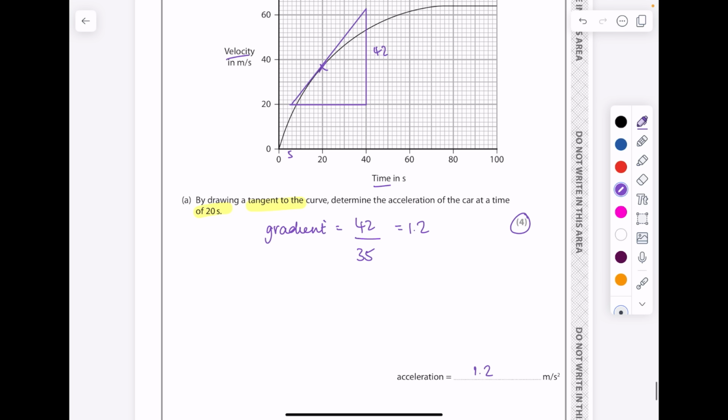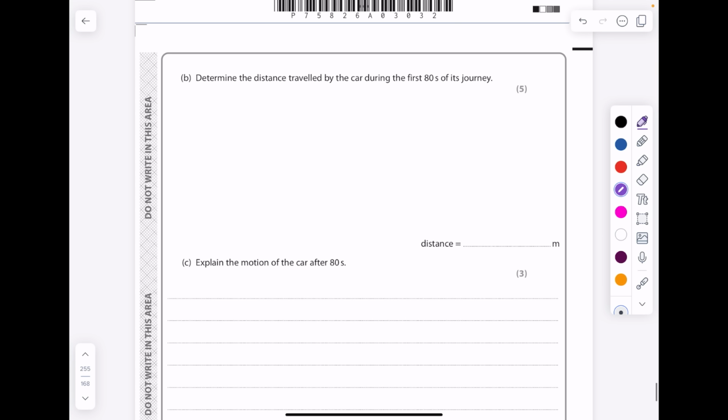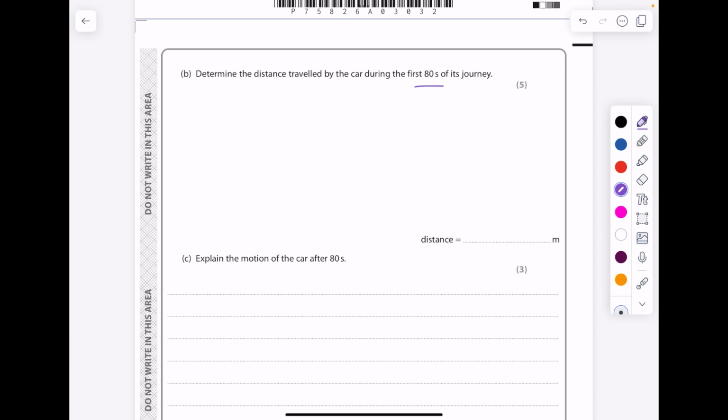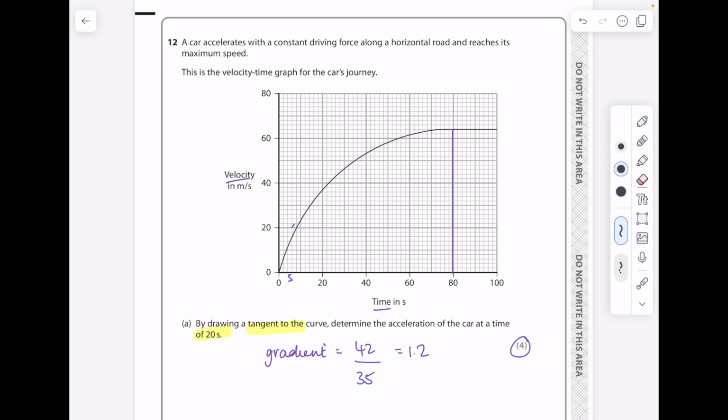Look, 4 marks. Determine the distance travelled by the car during the first 80 seconds of its journey. 5 marks. So to find the distance, remember we need to find the area under the line. This is so nasty because it's a curve. So I'm going to try and estimate as closely as I can. I'm going to take this as being a rectangle though, so I can see that the area of this rectangle is 60 multiplied by 40, which gives me 2,400 meters.